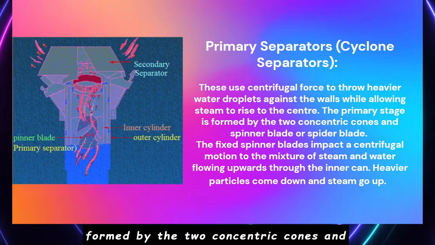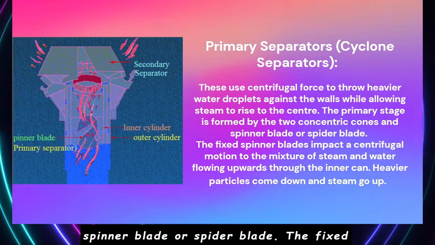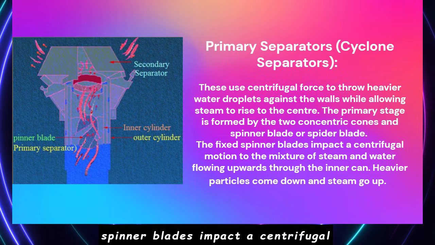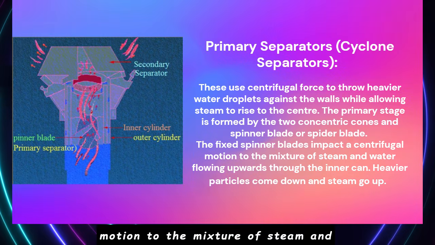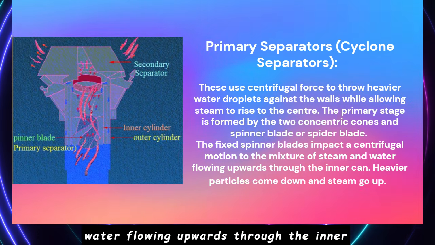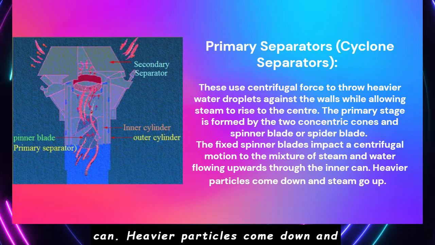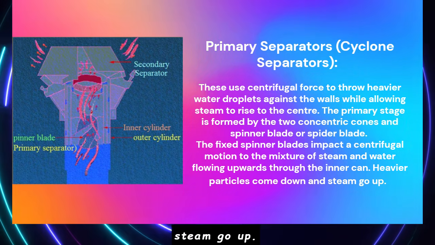The primary stage is formed by the two concentric cones and spinner blade or spider blade. The fixed spinner blades impart a centrifugal motion to the mixture of steam and water flowing upwards through the inner can. Heavier particles come down and steam goes up.